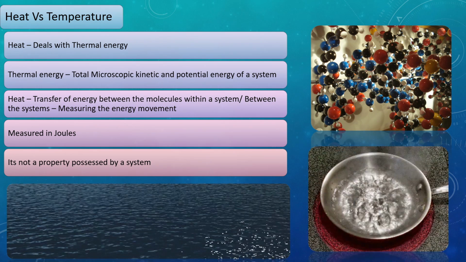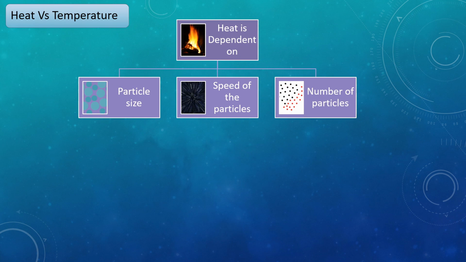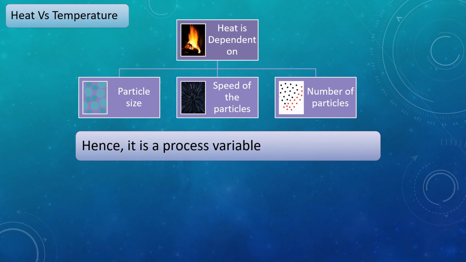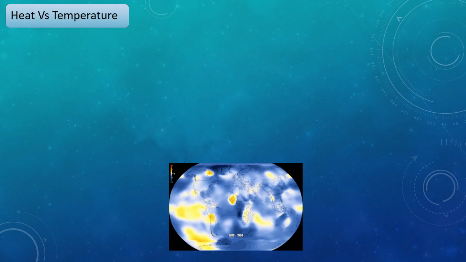We see that within a system there is always a movement or flow of energy, and when we measure heat, we are actually measuring this energy movement. Any object can gain heat or lose heat. So, a measure of change of heat is never a property that is possessed by a system. Heat is dependent on the particle size, the speed of particles within the system, and the number of particles. So this is an example of a process variable. We measure heat by a calorimeter.